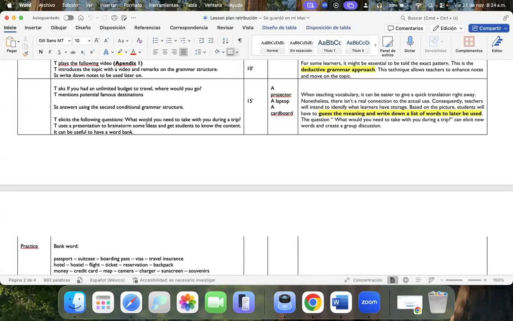As it's about traveling, you're going to ask your students the following question: If you had an unlimited budget, where would you like to go? If they don't understand budget, you can explain it in Spanish, but I think at least for this class, it's going to be clear. And then you're going to have some potential, like five destinations. Let me share them with you.